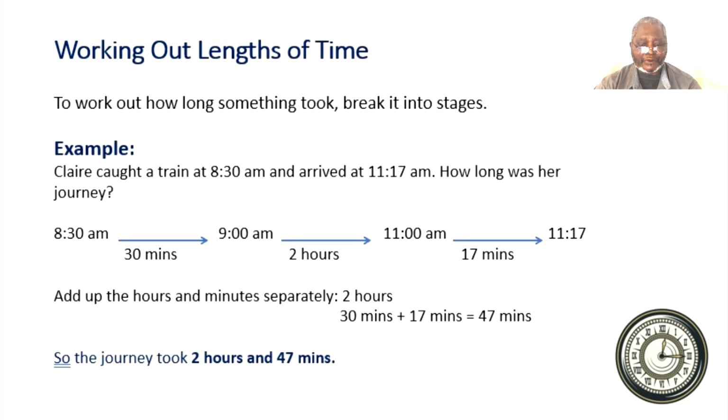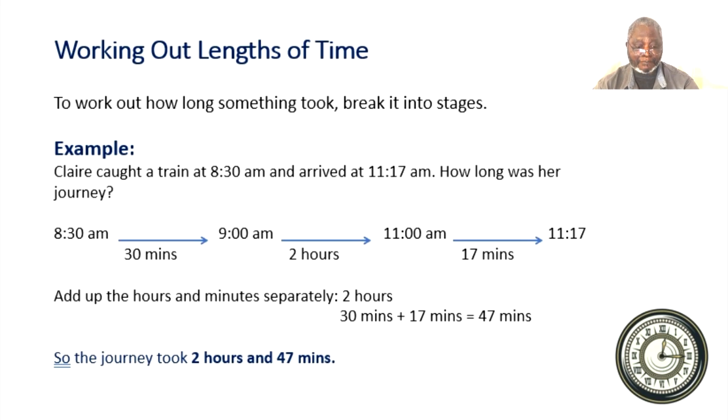Working out lengths of time. To work out how long something took, break it into parts. This is important. Example: Claire caught a train at 8:30 a.m. and arrived at 11:17 a.m. How long was the journey? And there's your explanation. Cut it in chunks of 30 minutes, 2 hours and then 17 minutes.